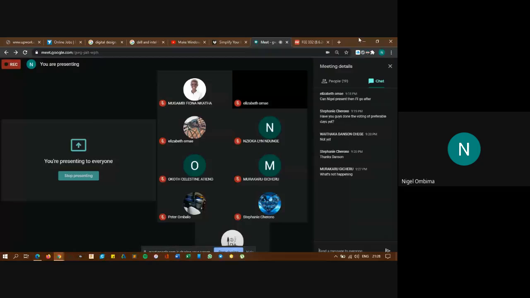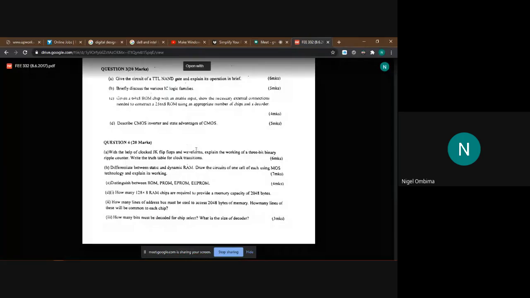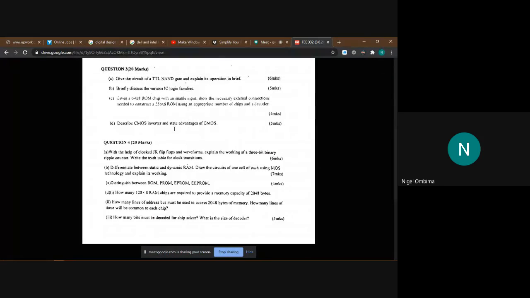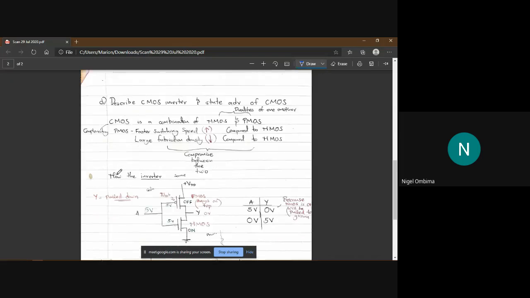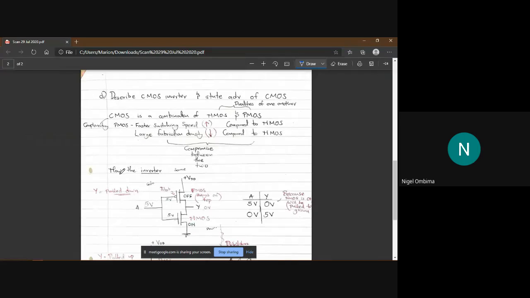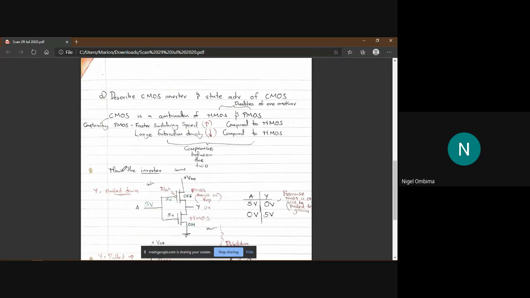Question D. Describe CMOS inverter and state advantages of CMOS. So CMOS is a combination of both NMOS and PMOS. The C just means complementary metal oxide semiconductor. It's a combination of NMOS and PMOS.